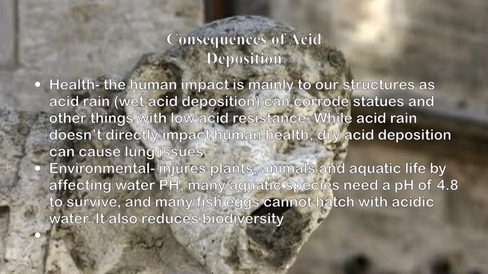But the environmental impact is much more drastic. Plants, animals, and especially aquatic life can be impacted through affecting water pH, which many aquatic species need a pH of 4.8 to survive, and many fish eggs can't even hatch with acidic water. This reduces biodiversity too, as there's less species that are able to hatch.